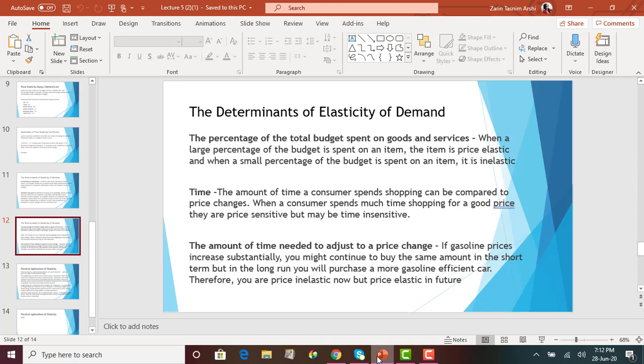How much time you're spending in order to buy a good. Okay, let's say we go to a shop and we just pick up one Morton salt.